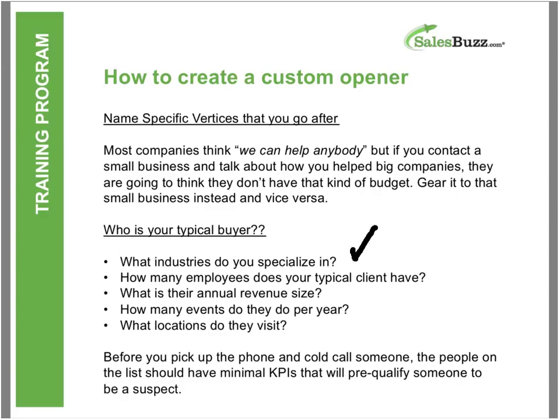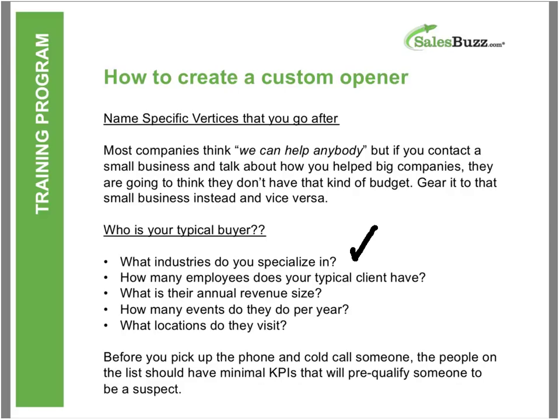So in other words, if I'm calling an industry that is a SaaS company, software as a service, I can use my opener specifically for that industry. If I'm calling an organization that's in logistics, I can use an opener that's specific for them. Does that make sense, everybody? You guys with me on this? Cool? All right. So start by analyzing and asking, what industries do we specialize in?